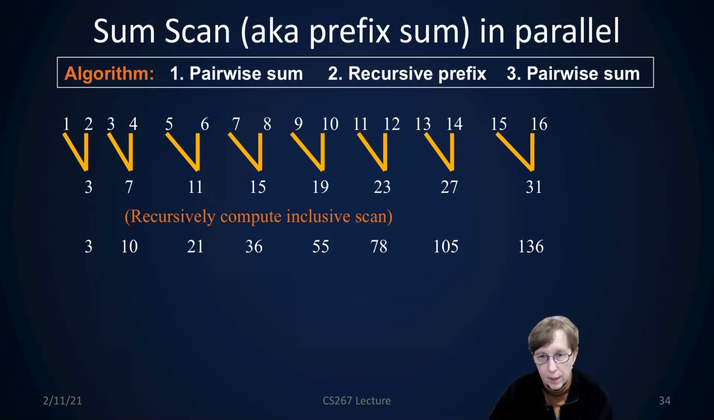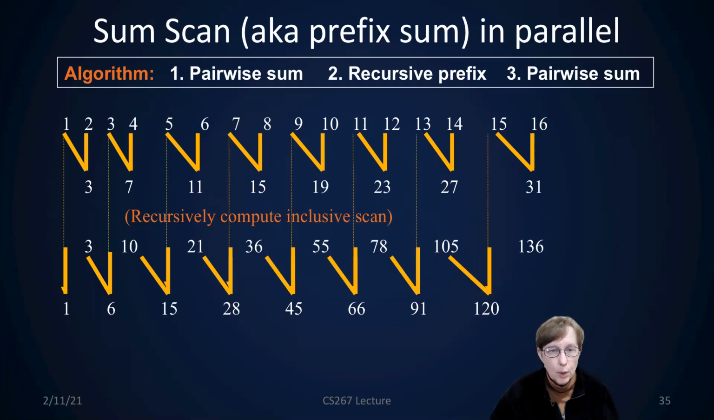And you can see if we do a sum scan on those, we get this next array: 3, 10, 21, and so on. And by the way, these are arbitrary values here that I happen to have used, the numbers 1 through 16, just to make it a little bit easier to see what the sums are as you go along. So if we've got that recursively computed scan, the scan of this half-size array of each of these pairs of elements, we can then use that to compute the output.